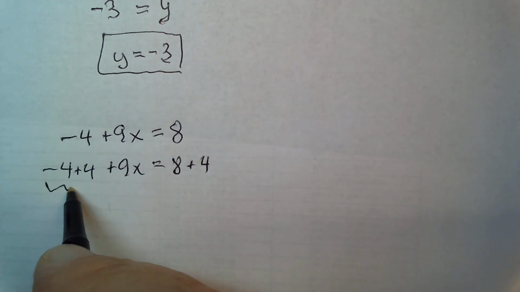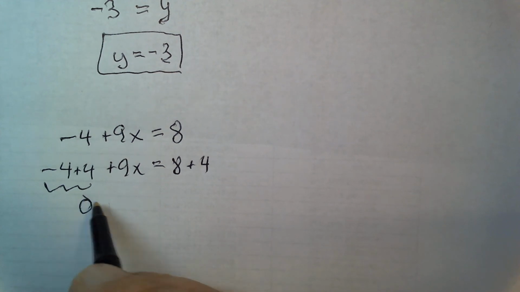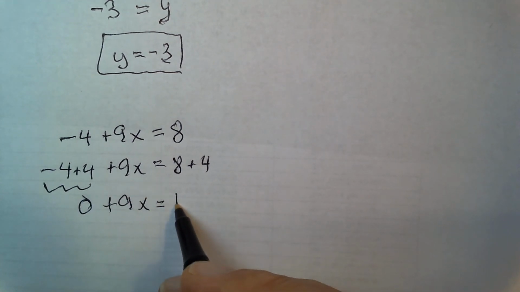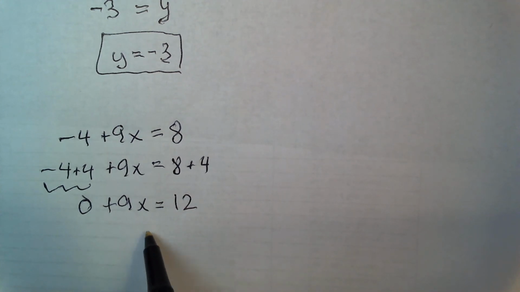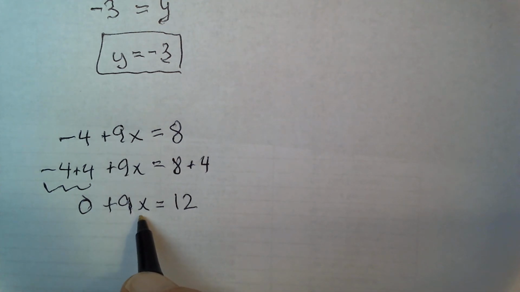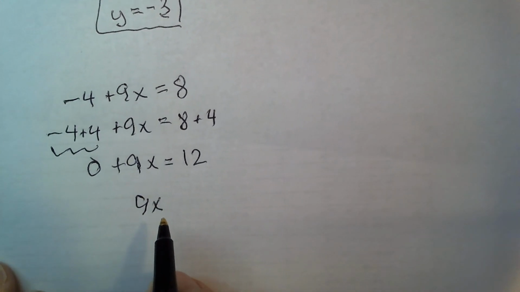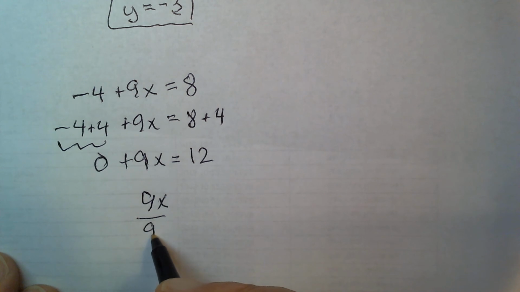So because minus 4 plus 4 is 0, plus 9x now is equal to 12. So now we have 9x equals 12. We can leave out the 0. And so now we need to divide by the coefficient of x, which is 9. So 9x on both sides, we divide by 9.